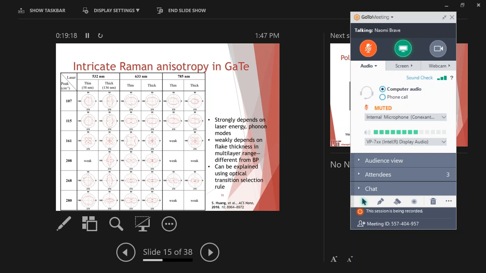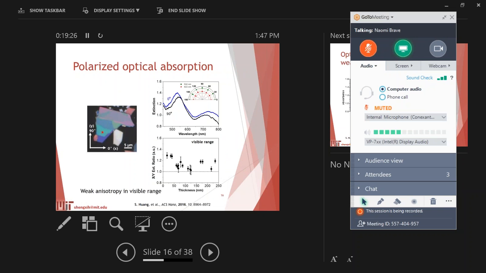And these phenomena can actually be explained using the optical transition selection rule. Before I explain the optical transition selection rule, I also want to show you some of our results on optical absorption. We also measured optical absorption using incident light with different frequencies and different polarizations.